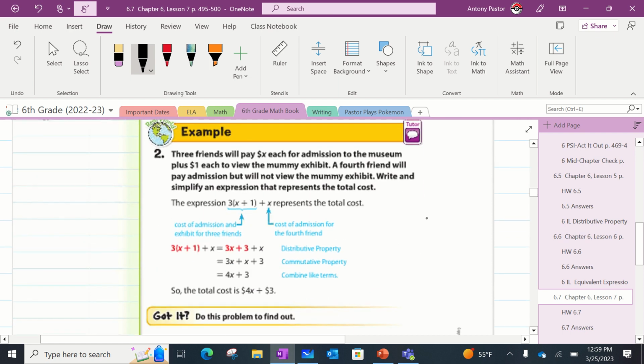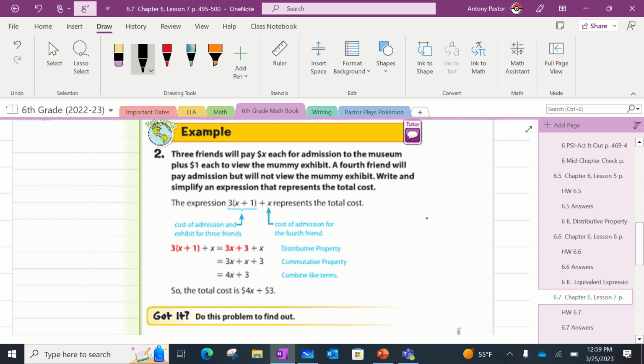3 friends will pay X dollars, we don't know what X equals, each for admission to a museum plus $1 each to view the mummy exhibit. A 4th friend will pay admission but will not view the mummy exhibit. Write and simplify an expression that represents the total cost. So the expression 3 outside of the parentheses, inside the parentheses, x plus 1, plus x represents the total cost.